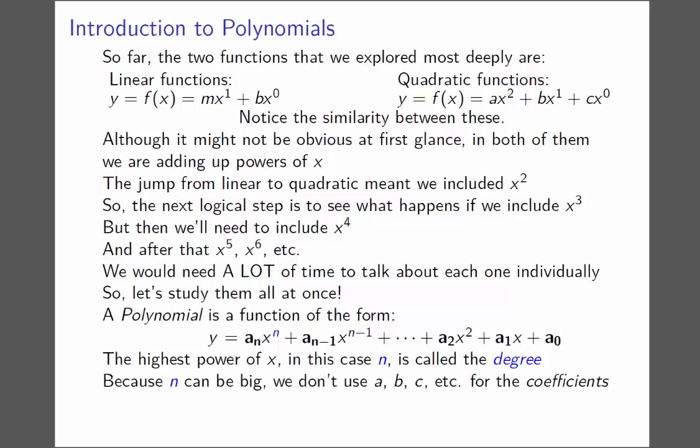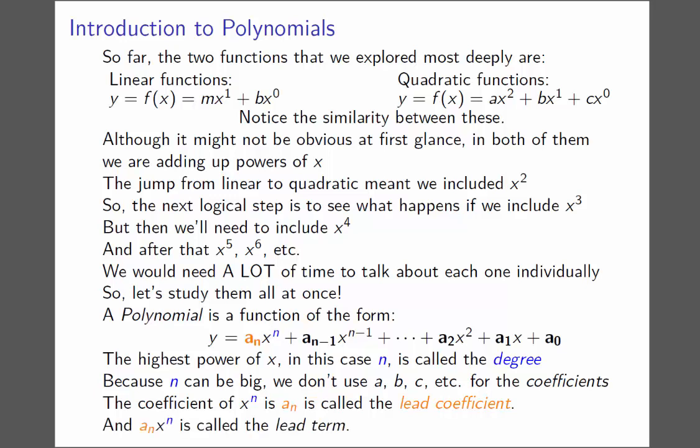And because n can be big, we don't use a, b, and c, and so on for our coefficients anymore. We use a_n, a_(n-1), ..., a2, a1, a0. Furthermore, the coefficient of x to the n is a_n. We call this the lead coefficient. And a_n x to the n is called the lead term.